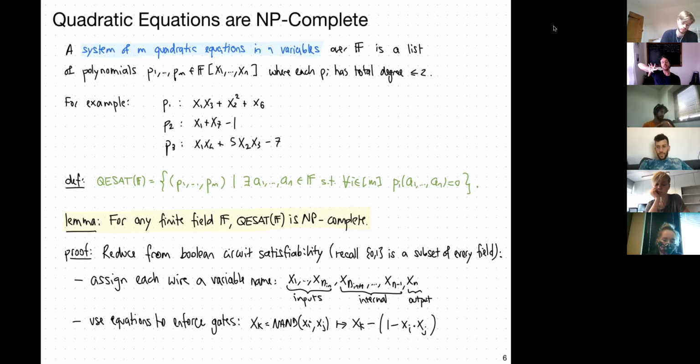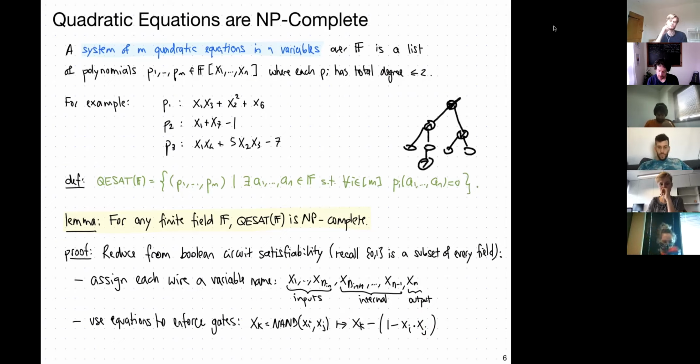You can write it algebraically as a bunch of quadratic equations, because you can go over the circuit, and maybe the circuit has an OR gate, and here an AND gate, and then a NOT gate. This could be another OR gate. You just algebraize it, write the circuit as an algebraic formula, and then check that you satisfy all of these conditions.